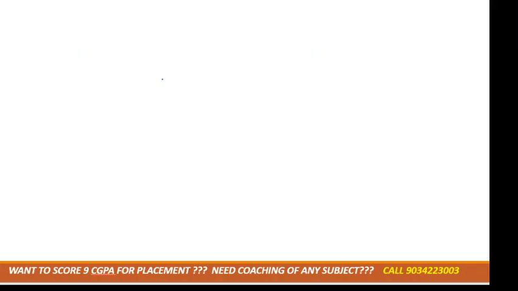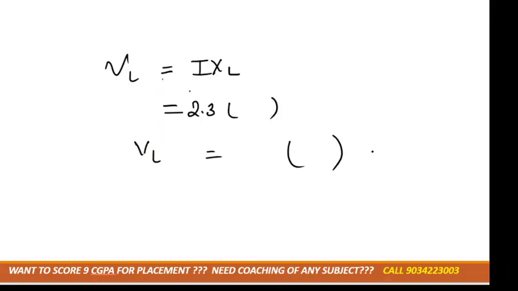Next they are asking simple VL. VL is the voltage drop across inductor, and formula for VL is I into XL. I we know 2.3, XL we already calculated, then accordingly after solving it we'll get the value of volt. Clear?